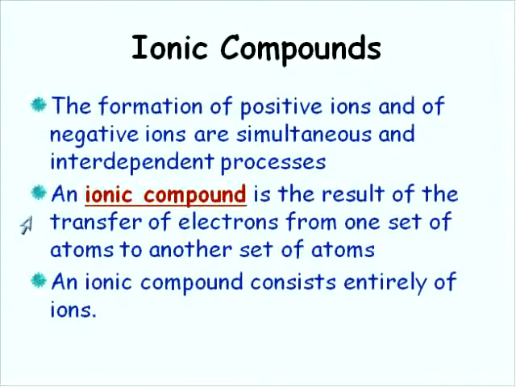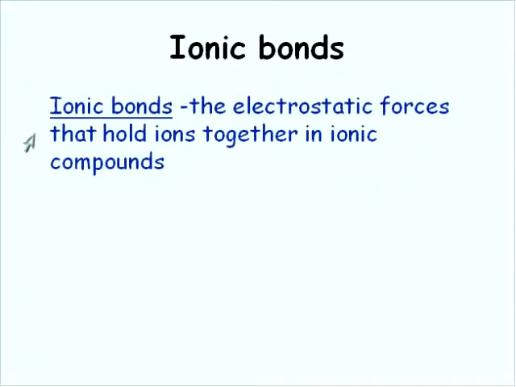Okay, so an ionic compound is the result of a transfer, a transfer of electrons from one set of atoms to another. And the ionic compound consists entirely of ions. And the ionic bond is that electrostatic force. Okay, we have a plus and a minus, and that plus and minus are attracted to each other. Opposites attract, and so that is the basis of the ionic bond that holds these ionic compounds together.